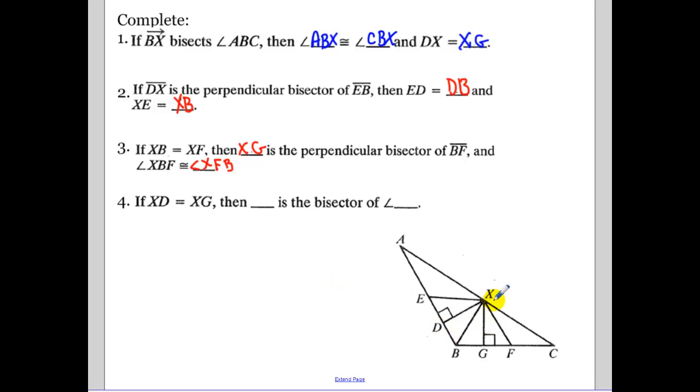If XD is equal to XG, so I have these segments equal, I have perpendiculars to that segment and to that segment. Therefore, XB is the bisector of angle ABC.